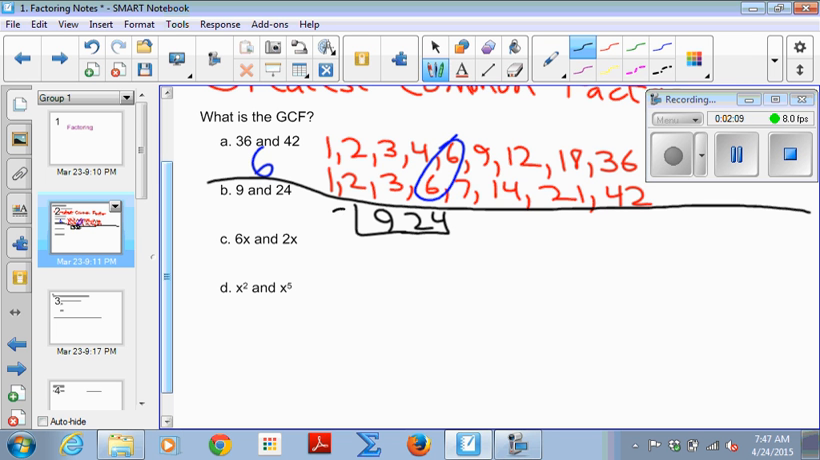Well, I know that 3 goes into each of these. So 3 times 3 is 9. Put that other factor down there. 3 times 8 is 24. Put the 8 under there. And now I check to see if 8 and 3 have any common factors, which they do not. So in this case, 3 is the greatest common factor of 9 and 24.